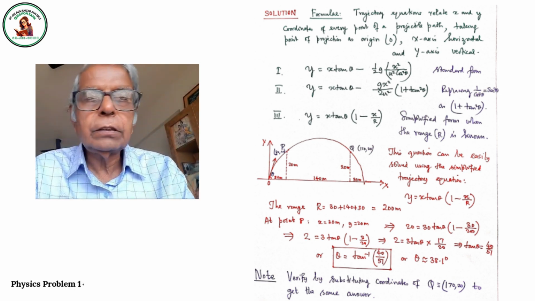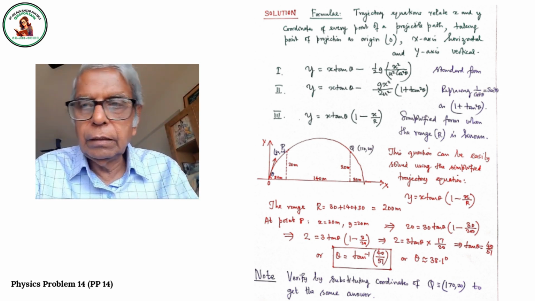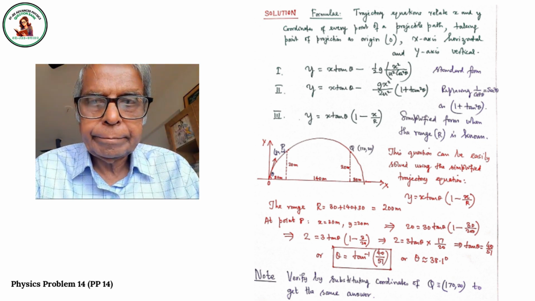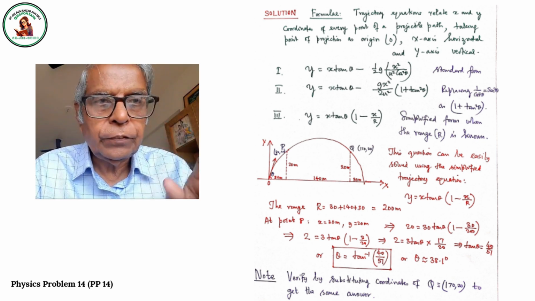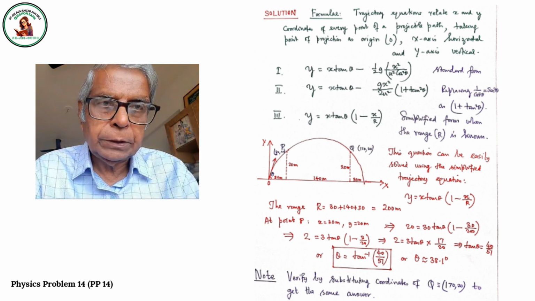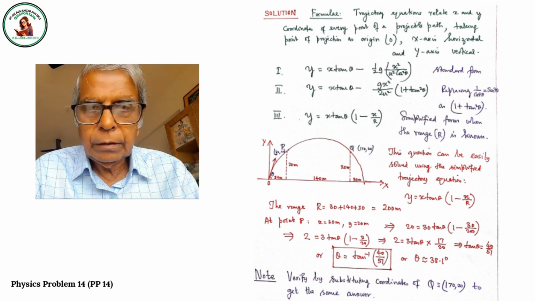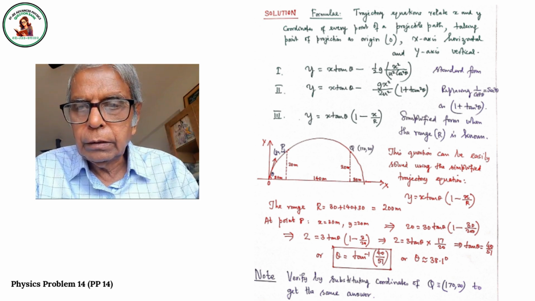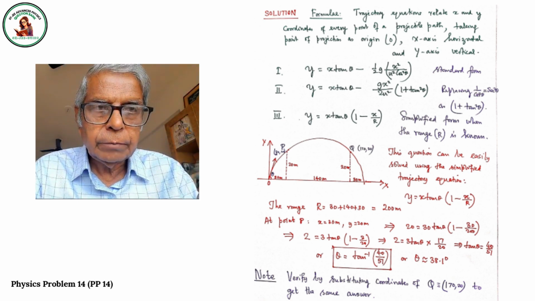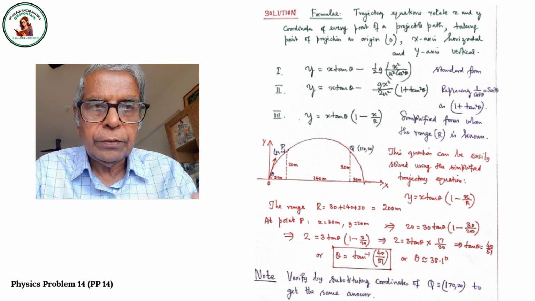Question, first you look at the three trajectory equations given at the beginning. The first one is the standard form. The next is a trigonometric substitution. The third one is a simplified form of the trajectory equation, useful when the range of the projectile is known.